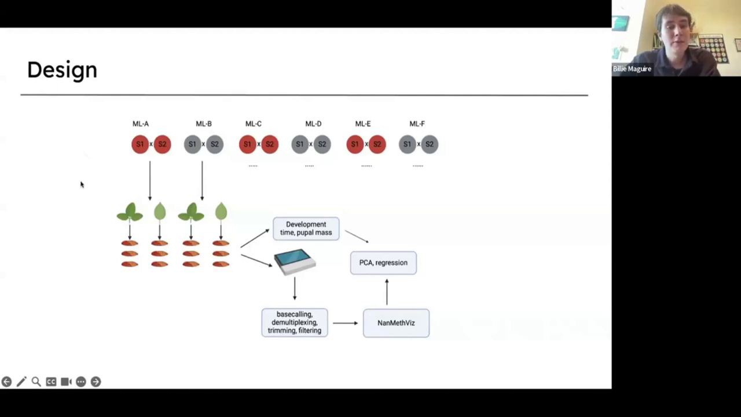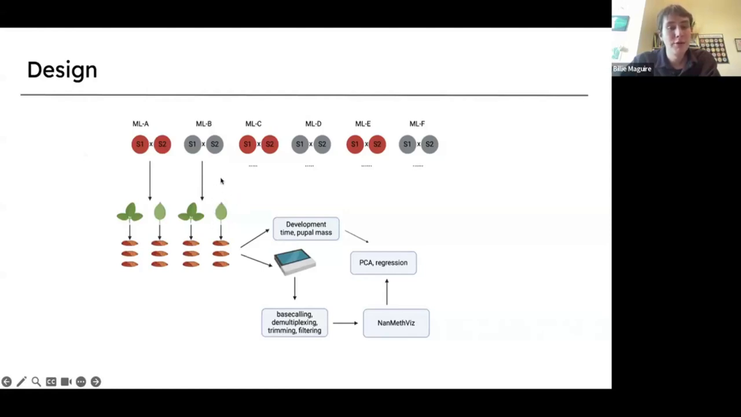And at this stage, we can measure some important fitness metrics about them, which include development time and pupal mass, which are good indicators of fitness in insect herbivores. And we can also homogenize the tissue, extract the DNA, prep the libraries, and sequence them on nanopore machines to get both base call data and methylation call data.